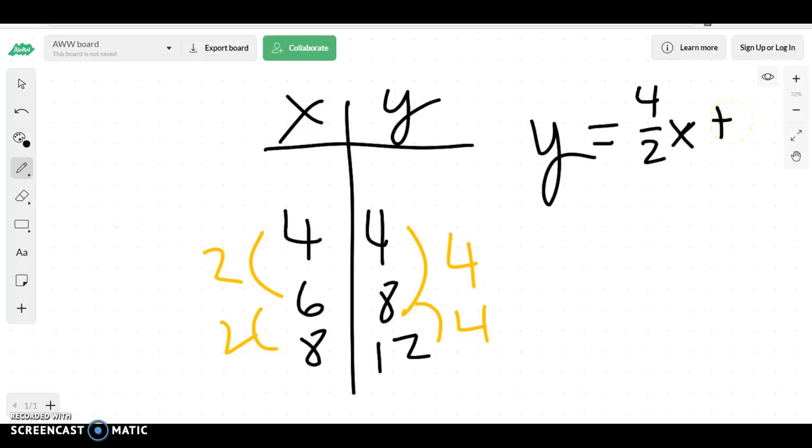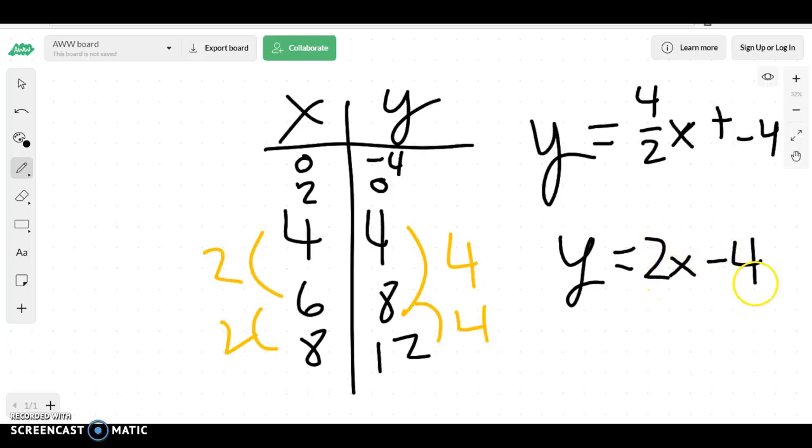plus, again, we need to find our y-intercept. This one we're going to have to do more than one jump, because I'd jump back to 2, and then I'd jump back to 0, because this is counting by 2s. So this one I'd jump back to 0, and then I'd go to -4. So it's actually plus -4. If I wanted to write this a little bit better, that would be 2x minus 4.